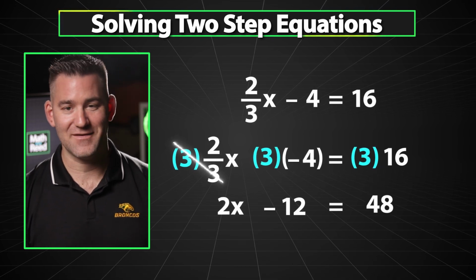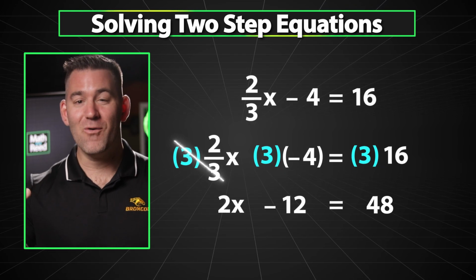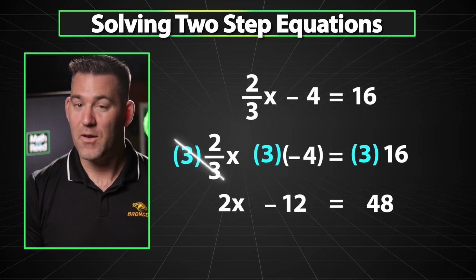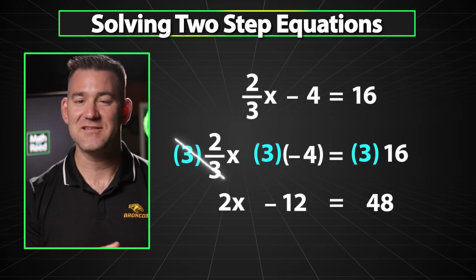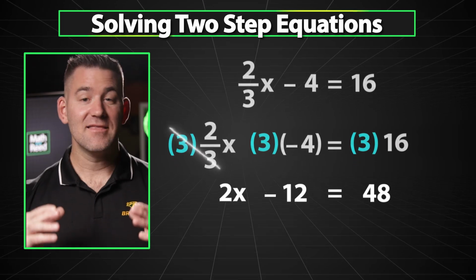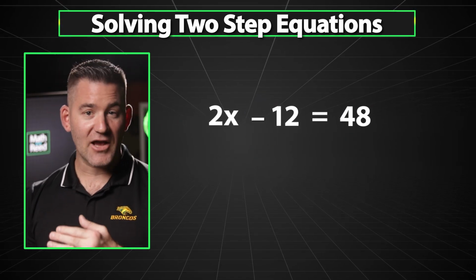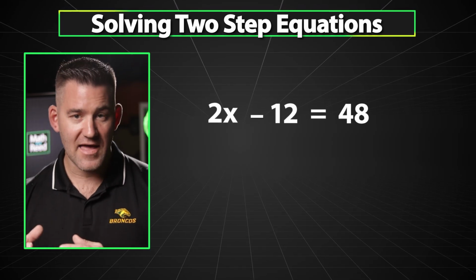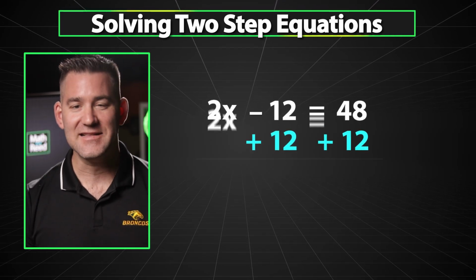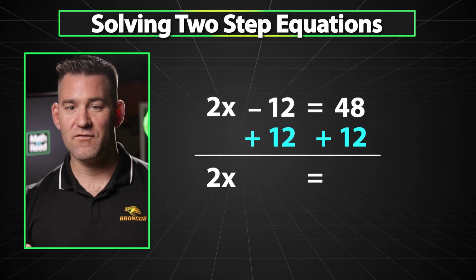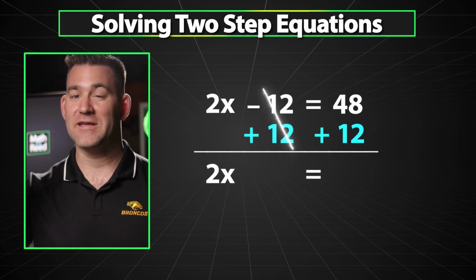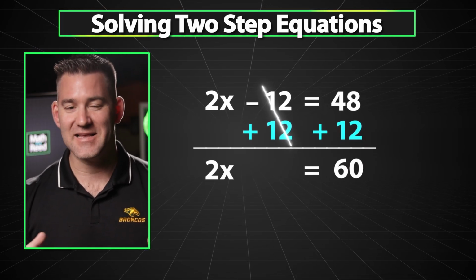equals 48. And bam! No longer do we have a fraction, and what we're dealing with now is a similar two-step equation. Let's keep going to solve for x. Notice we have that subtraction of 12. Let's get rid of that by adding 12 to both sides. Negative 12 plus 12 goes to 0, and 48 plus 12 equals 60.